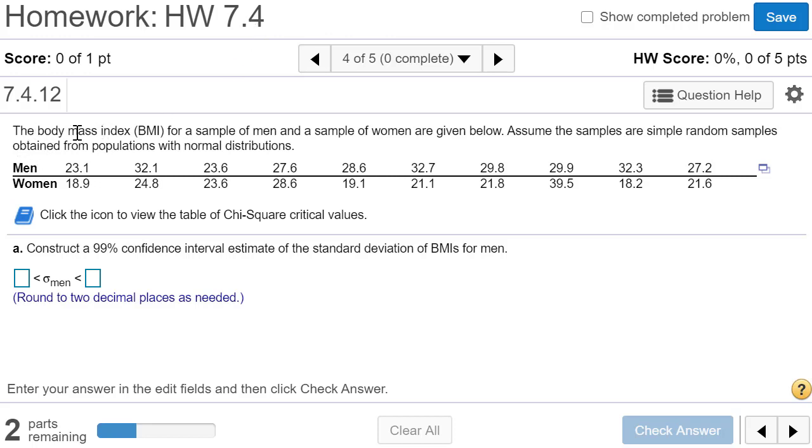It says that the body mass index or BMI for a sample of men and a sample of women are given below. Assume the samples are simple random samples obtained from a population with normal distributions. Part A wants us to find a 99% confidence interval for men for the standard deviation, and I'm assuming that the next one is going to be to find the confidence interval estimate for the standard deviation for women.